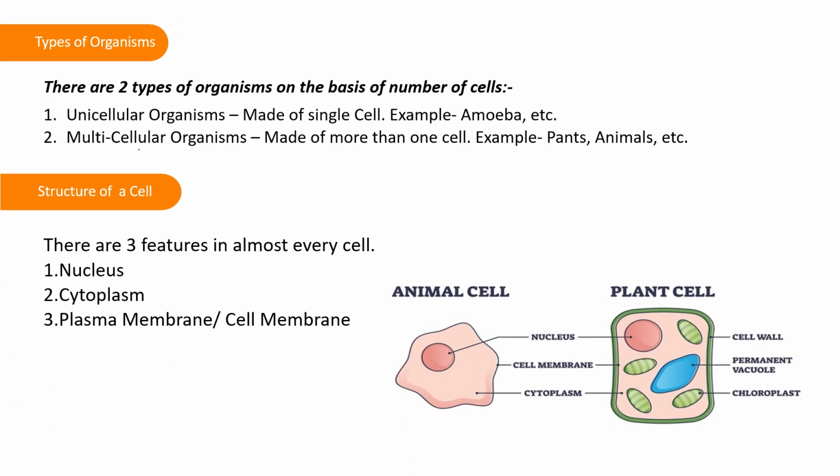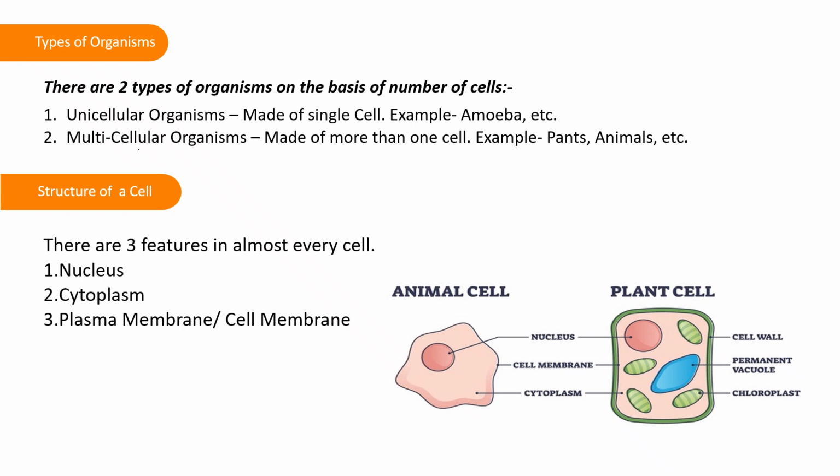Now we'll have a look at types of organisms. There are two types of organisms on the basis of the number of cells. First, unicellular organisms. As the name says, uni means single. So organisms made of a single cell are unicellular organisms. Example, amoeba. Then we have multicellular organisms. Multi means many. So organisms made of more than one cell are known as multicellular organisms. Examples are plants, animals, humans, etc.